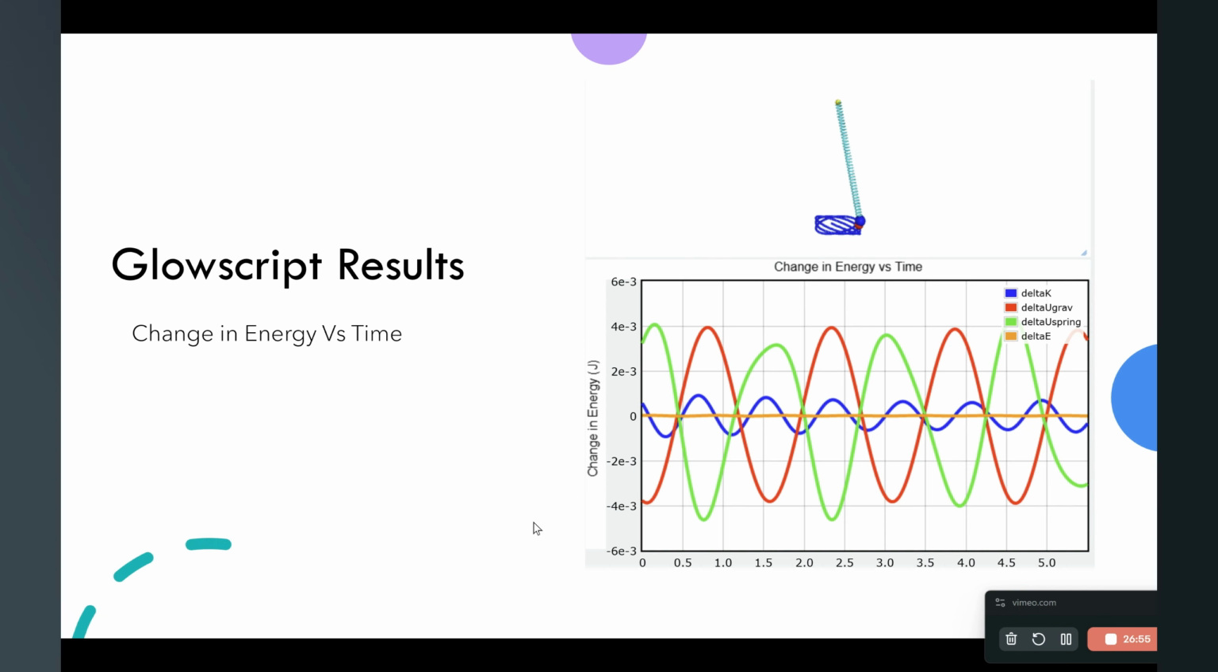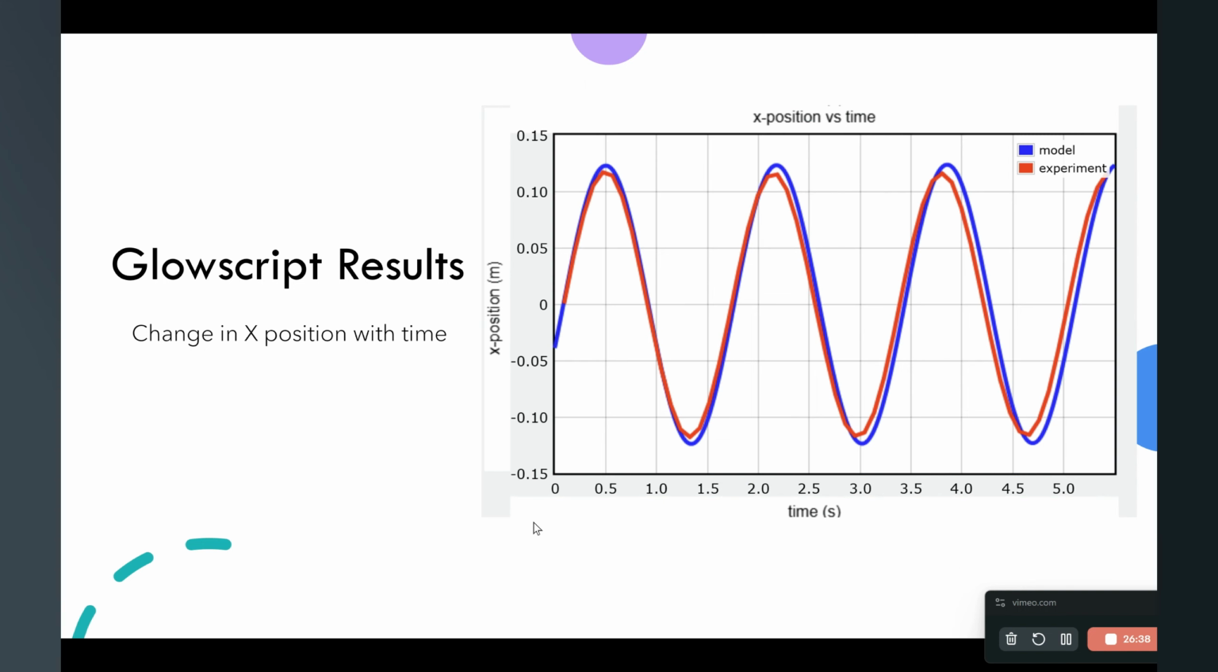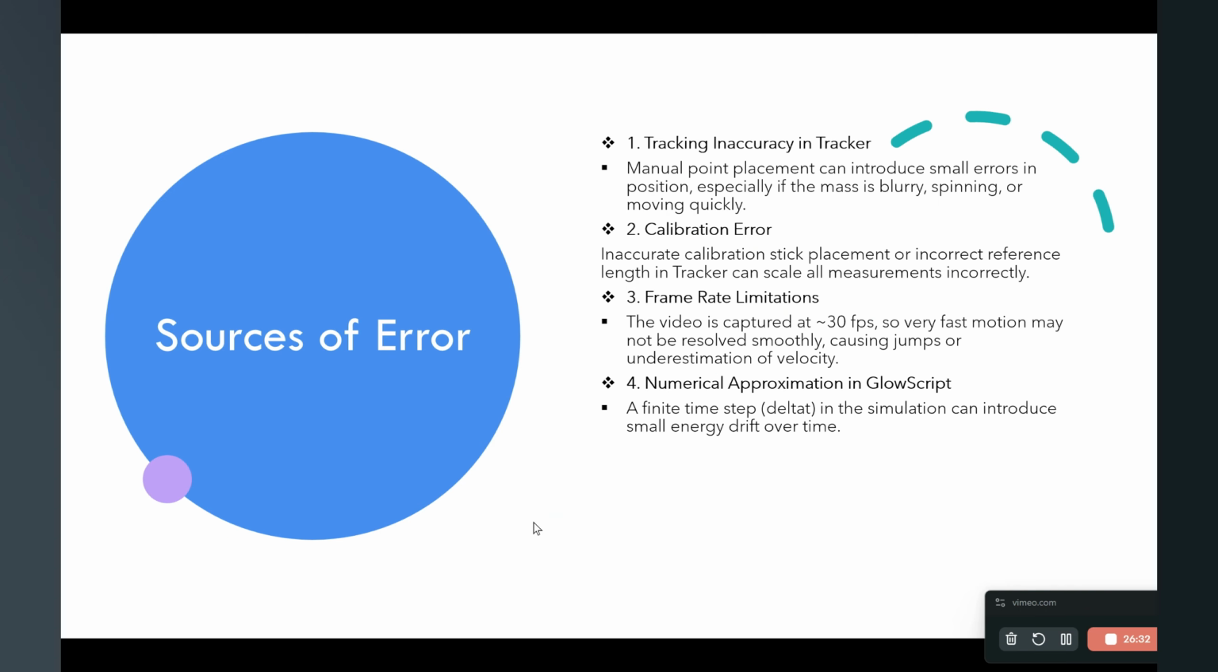This is change in energy versus time. You can see that delta K, delta U grav, and delta U spring all oscillate harmonically as expected, and delta E, as it should be, is along the x-axis where the change in energy is 0, and that conforms with the energy principle. This is the GlowScript observer change in x position with time. We can see that the experiment is pretty close to the GlowScript model, similarly with y.